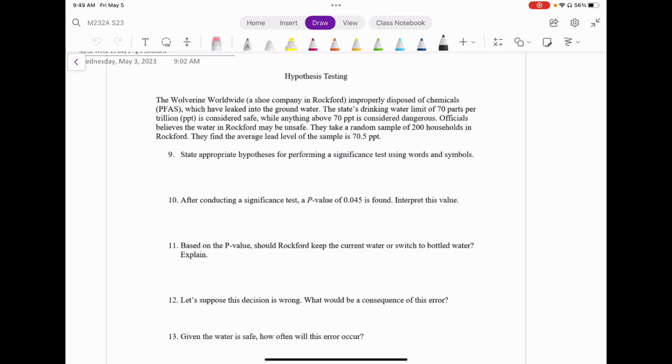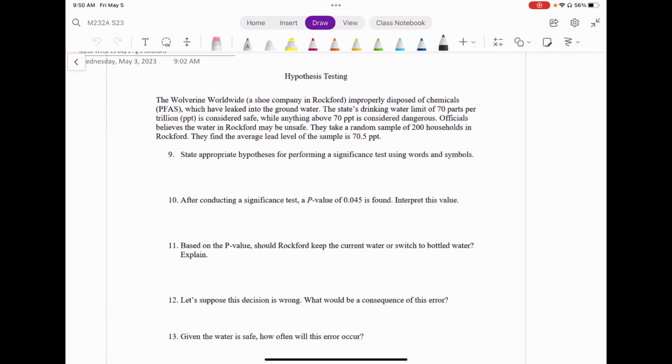For this question, we have the Wolverine Worldwide, which is a shoe company in Rockford, that are improperly disposing of chemicals that have leaked into the groundwater. The state drinking water limit is 70 parts per million in order to be safe, and anything above that is considered dangerous. Officials believe that the water might be unsafe, and so they're going to take a random sample of 200 households, and they find an average lead level in the sample is 70.5.